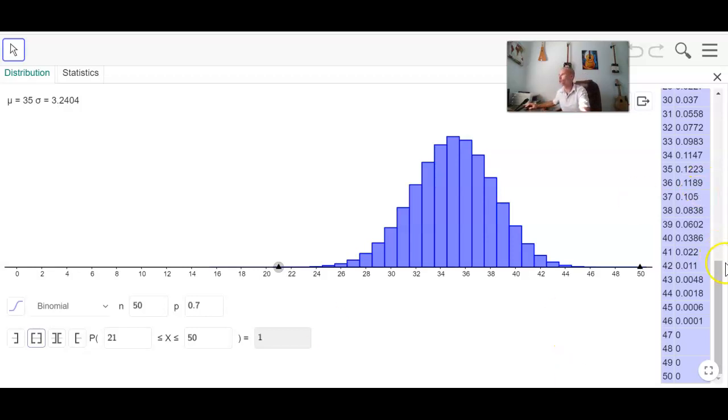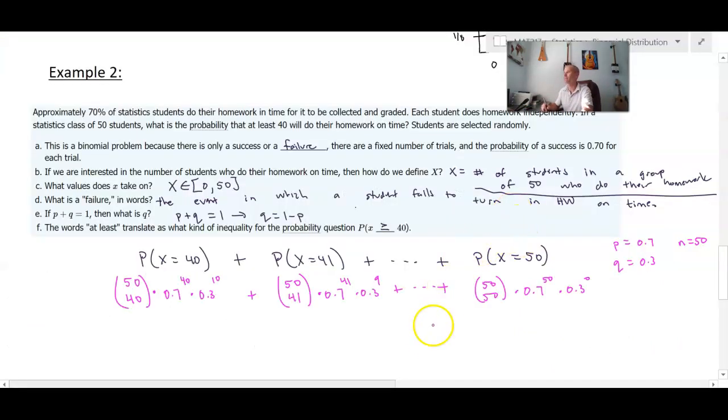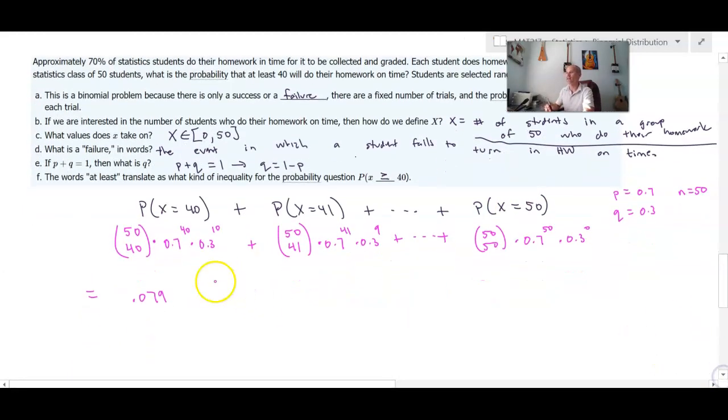Great, so we've answered our question. We said that was about 0.078 or about 0.079. So this comes out to about 0.079. Now, just to verify, the calculation of the mean is n times p. In our case, we have 50 students, the probability of completion is 0.7, and lo and behold, 70% of 50 students would be 35 students.